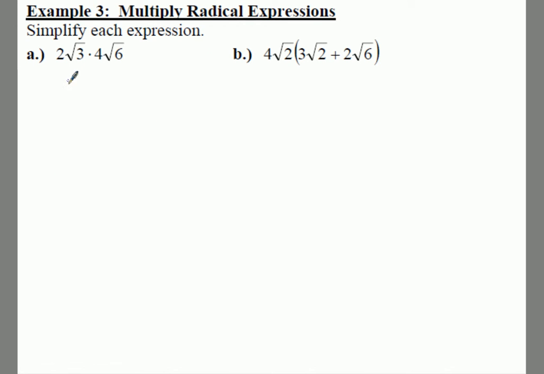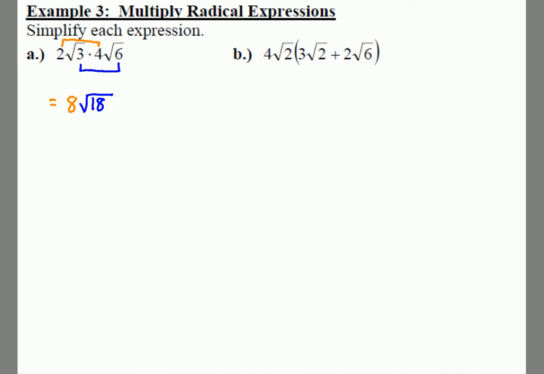And we have a 2 radical 3 times a 4 radical 6. So we're going to multiply your 2 times your 4, which is going to give you an 8 on the outside. And then we're going to multiply your 3 times your 6 underneath. So that gives you a radical 18. Now you should always double check to make sure whatever's underneath your radical can be reduced.